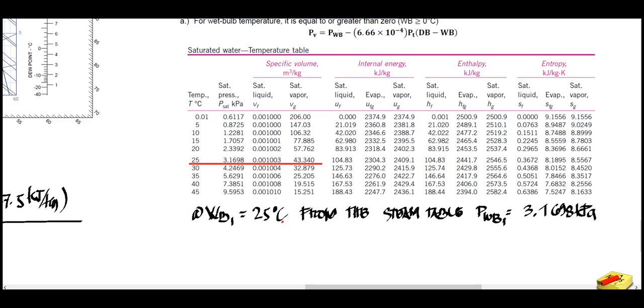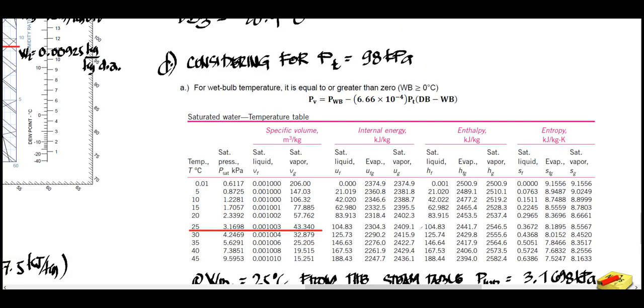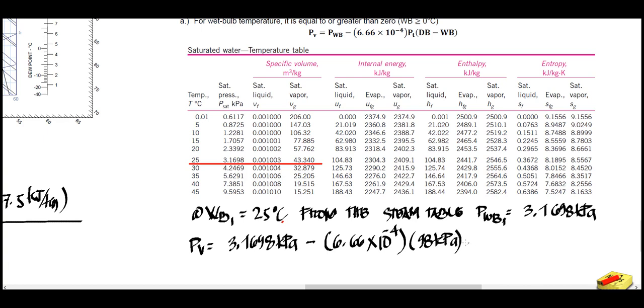Then we can solve now the value. Since your wet bulb pressure is given now, then we have the total pressure, which is 98. Then we have your dry bulb and your wet bulb, so we can solve the partial pressure of vapor. So we have your PB, that is equal to the pressure at wet bulb, that is 3.1698 kPa, minus 6.66 times 10 to the power of negative 4 multiplied by the total pressure, which is 98 kPa, then multiplied by the change in temperature, which is your dry bulb of 35 degrees Celsius minus 25 degrees Celsius.